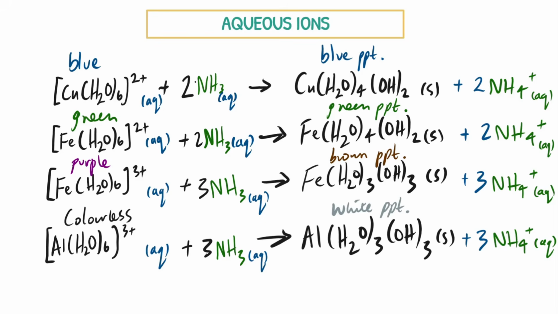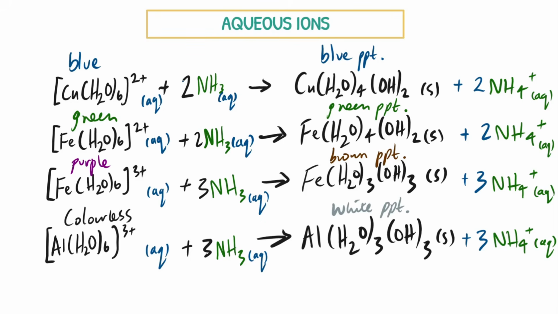Okay, so I've written it all out, and you can see here that the mole coefficients stay the same, 2 for a 2+, 3 for a 3+, and then we're going to get ammonium ion aqueous forming here instead of water. Now the precipitates that are formed are exactly the same, and the colors are exactly the same, so you don't need to worry about that.